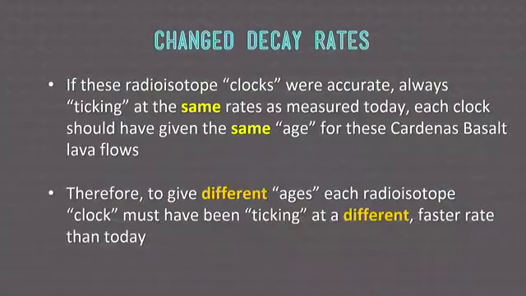Well, how would you reconcile this disparity? The evolutionists can't, the long-age geologists can't reconcile it, but we can. How? Well, it's simple. If the radioactive clocks were accurate, always ticking at the same rates as measured today, each clock should have given the same age, but they didn't. Therefore, the different ages mean that the clocks in the past must have been ticking at different, faster rates than today. What do I mean by that?